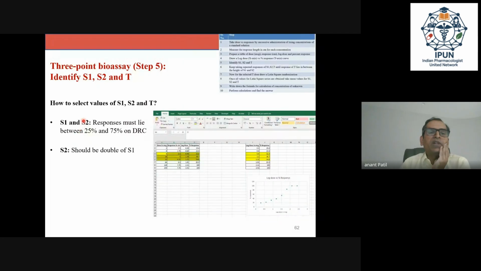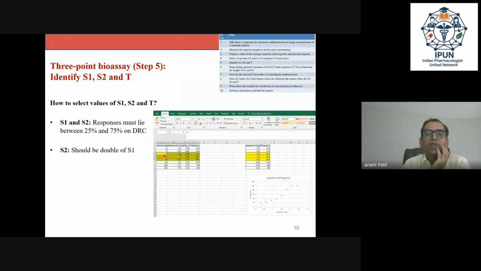If these two principles have to be followed in my graph or table, I have 3 values that I can take. I can take 8, 16, 32, because the percentage response should be between 25 to 75. These 3 values have a response between 25 to 75. I can choose any 2 values. But S2 should be double that of S1. So I have a choice of using 8 and 16, or I can use 16 and 32. Both are fine, but for demonstration purposes, I will go with 16 and 32.